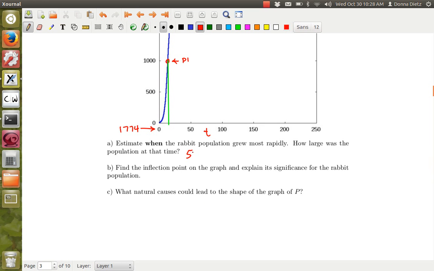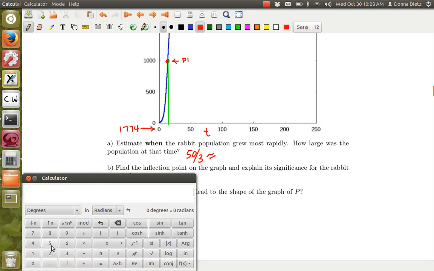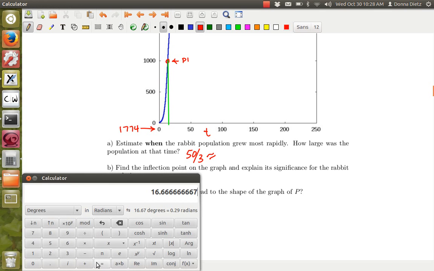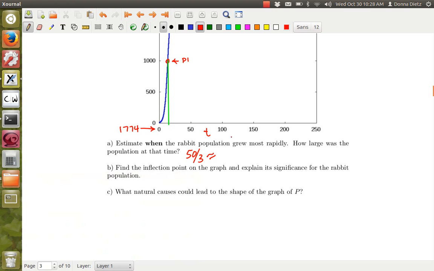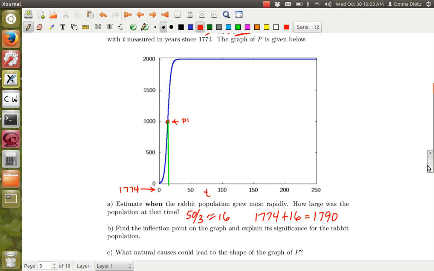So 50 over 3 is approximately 17, 16, whatever, because we can round down since it's not quite 1/3. And then 1774 plus 16 is going to be 1790. Okay. Find the inflection point on the graph and explain the significance.